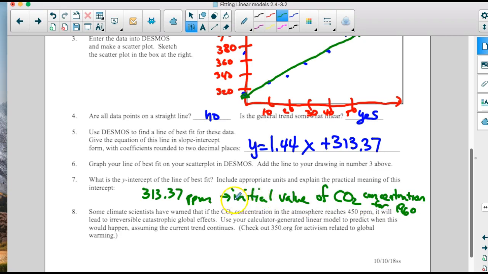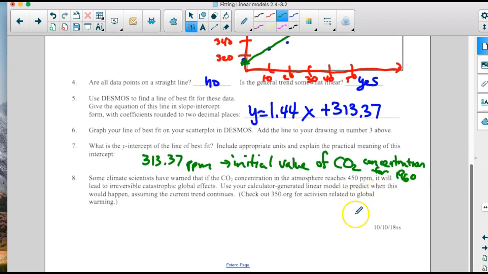Okay, some scientists warn that if CO2 concentration reaches 450, it will lead to irreversible catastrophic global events. Use a calculator to generate a linear model to predict when that might happen. Okay. So 450 is going to equal this y value. So we would set 450 equals 1.44x plus 313.37. We want to find the year. That's the x value here, or the year after 1960 anyway. How many years after 1960?